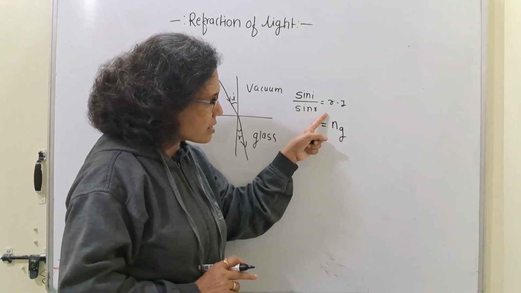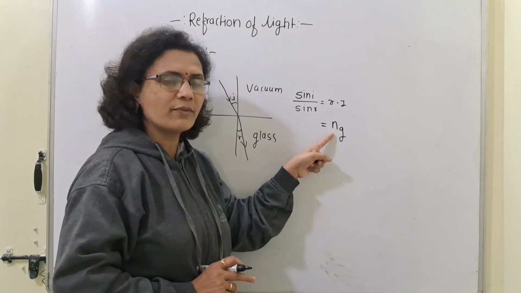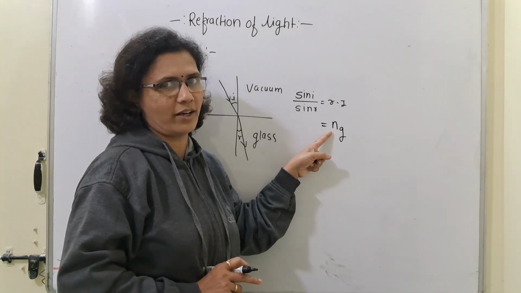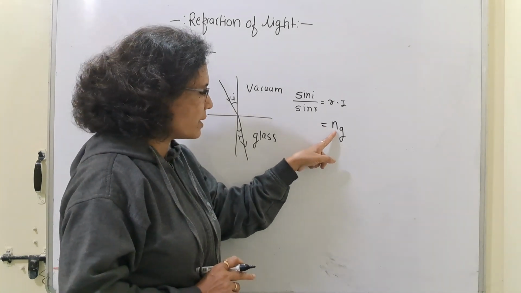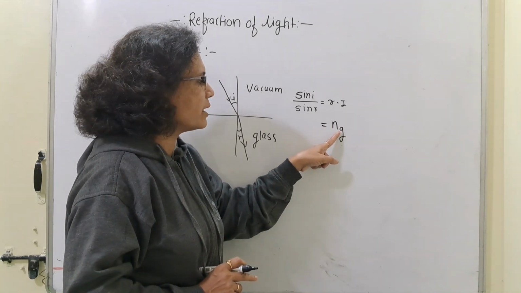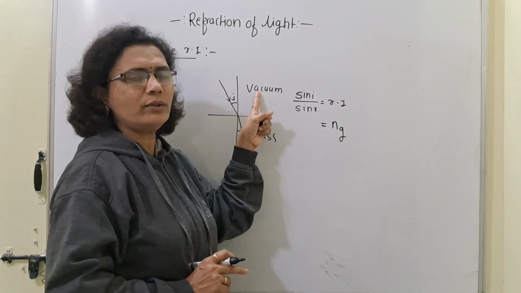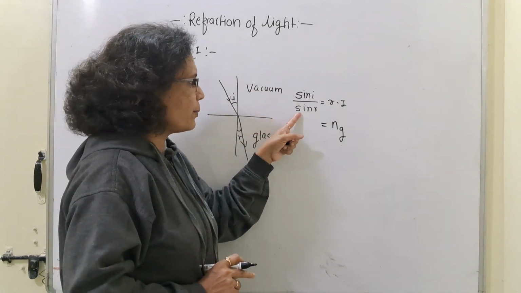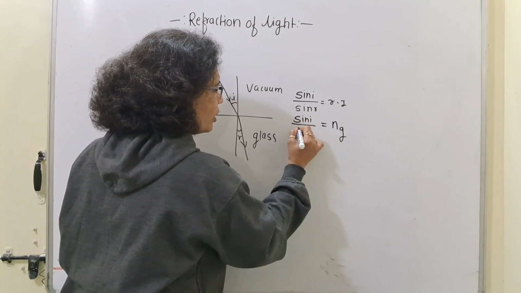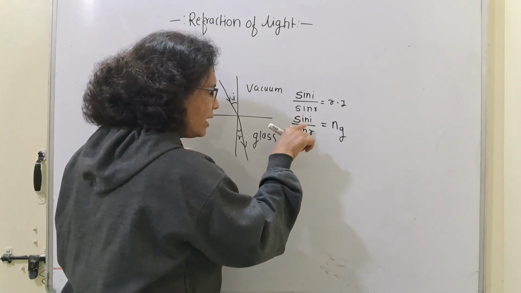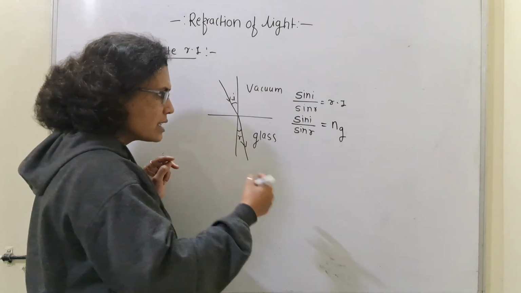इथं जर काही लिहिलेलं नसेल तर तुम्ही समजायचं की हा कसला रिफ्रॅक्टिव्ह इंडेक्स आहे? ॲब्सोल्यूट रिफ्रॅक्टिव्ह इंडेक्स आहे. Absolute refractive index means refractive index of this medium, this glass, with respect to vacuum. So sin I upon sin R will be Ng. Now we are going to see another formula for this also. Sin I upon sin R is equal to Ng.